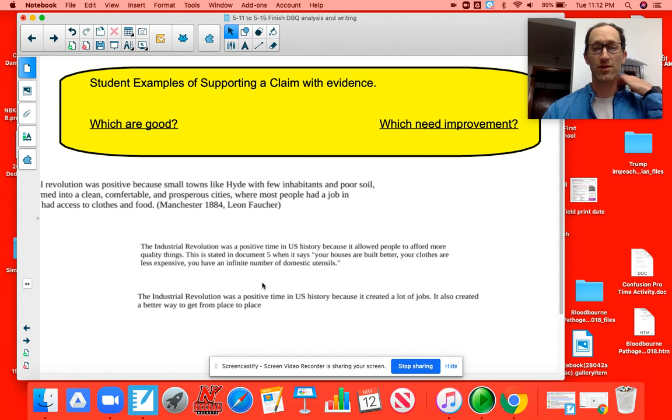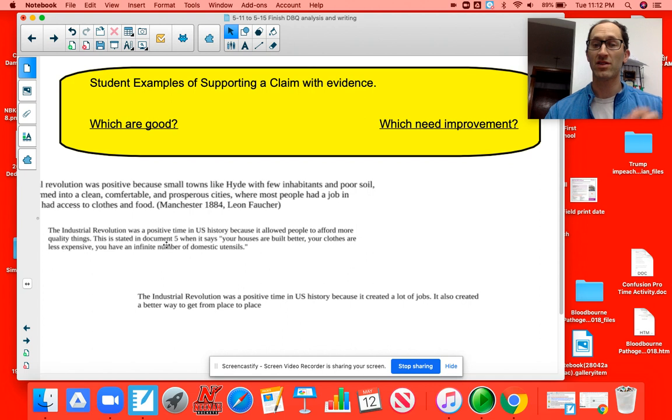The Industrial Revolution was a positive time in U.S. history because it allowed people to afford quality things. This is stated in document 5, when it says your houses are better built, your clothes are less expensive, you have an infinite number of domestic utensils. This one's also very good because it has a citation that's very specific.